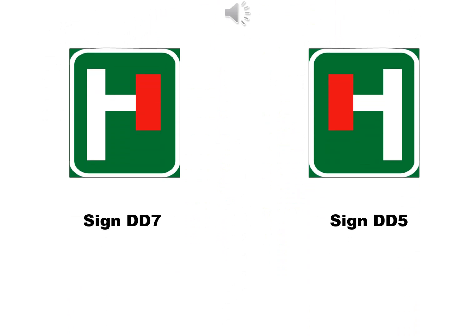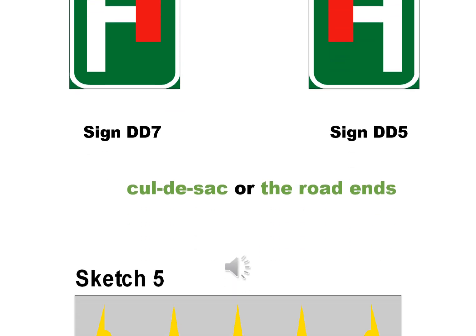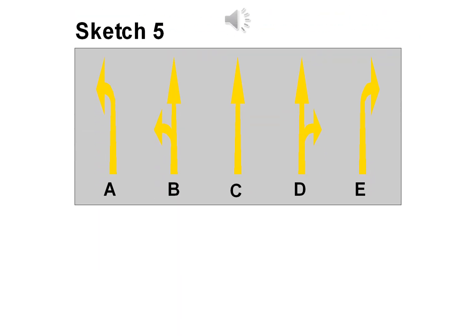Sign DD7 shows you that the road that turns off to the right is a cul-de-sac or ends. Sign DD5 shows you that the road turning to the left ends or is a cul-de-sac. In sketch 5, arrow E shows you that you must turn right from that lane.